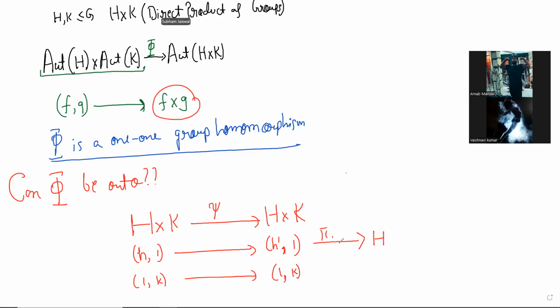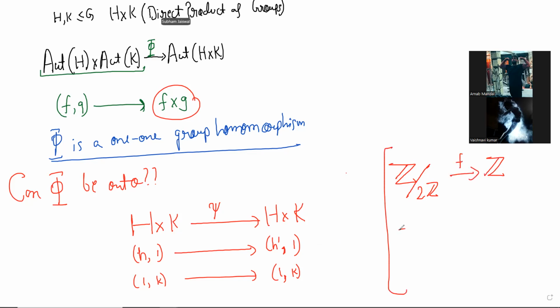Projection to the first coordinate is a group homomorphism, and I'll also project onto the second coordinate. So can you give an example of two groups where there is no map from one to the other? For example, look at Z mod 2Z and Z. Show that there is no group homomorphism. Of course there is the trivial one, so show that there is no non-trivial group homomorphism.